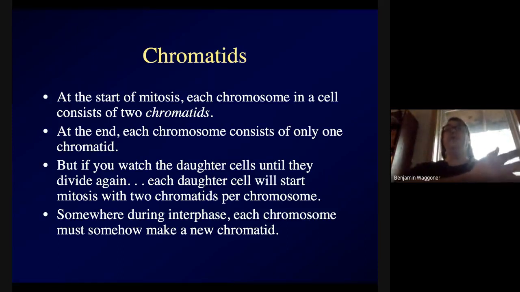But you could watch the daughter cells, that's the two cells produced by mitosis, and you could watch them until they divide again. And each daughter cell will start mitosis with two chromatids per chromosome. So somewhere during interphase, somewhere where you can't directly see it, each chromosome sprouts a new chromatid somehow. So there's something going on in interphase that we can't immediately see.